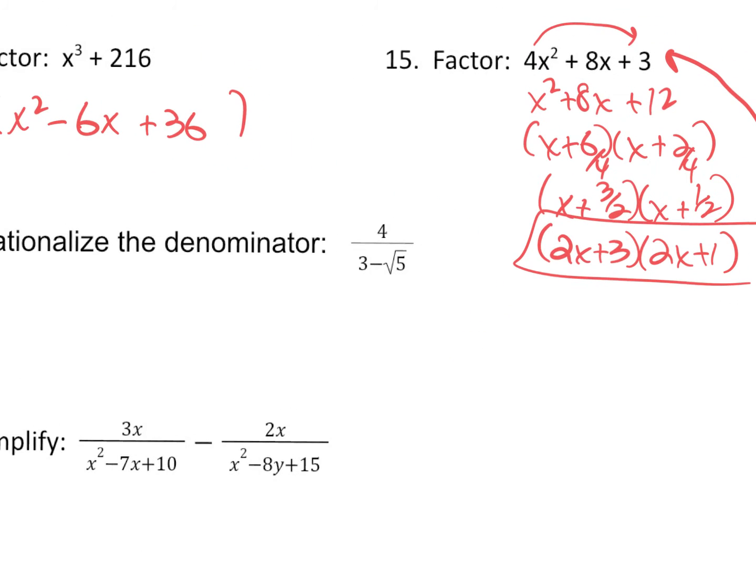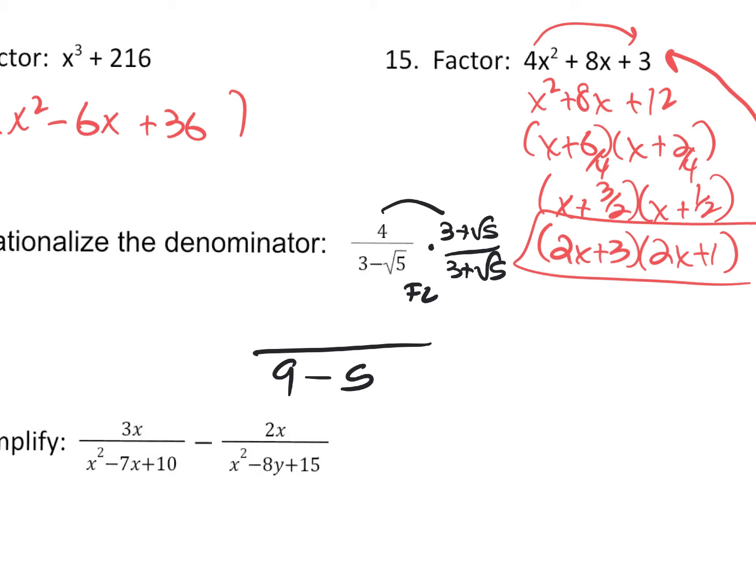Number 16, rationalize the denominator. Anytime we rationalize, we're going to multiply by the conjugate. The conjugate is 3 plus the square root of 5. And don't forget, when you multiply conjugates, you just do FL. So if I do FL on the bottom, 3 times 3 is 9. Square root of 5 times square root of 5 is 5.